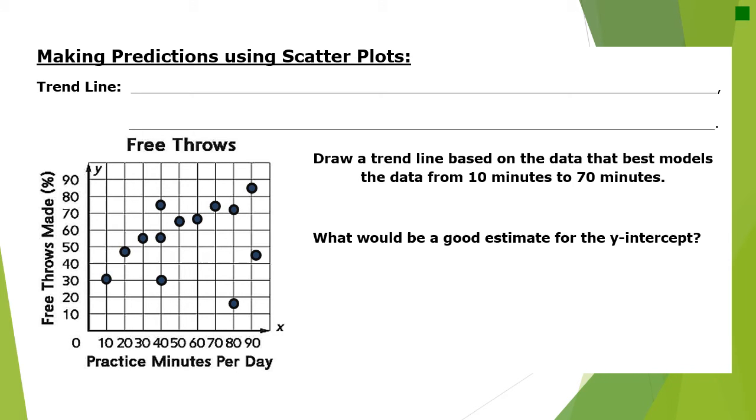Making a prediction using scatter plots. A trend line is a line that shows the general direction that a group of points is heading. That's that line that I drew in. So a line that shows the general direction that a group of points is heading.